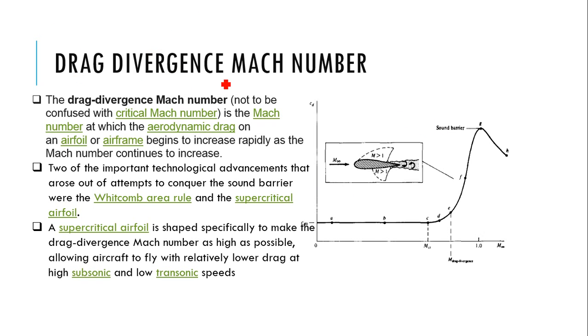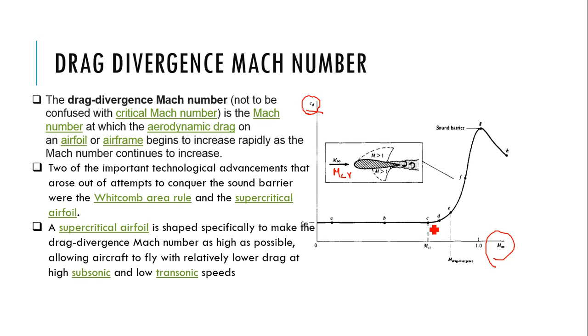Here also the same concept applies. Here the coefficient of drag is plotted against M infinity. As I told earlier, if we have a lower critical Mach number, we will get more drag because of drag divergence.